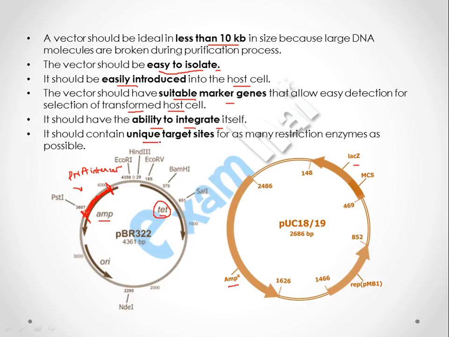It should have a unique target site for the restriction enzyme, because as you can see, HindIII, EcoRV, BamHI and others are the unique restriction sites present on the plasmid. So it should have a unique restriction site, so that when it is treated with the restriction enzyme, the enzyme cuts at the specific recognition sequence.